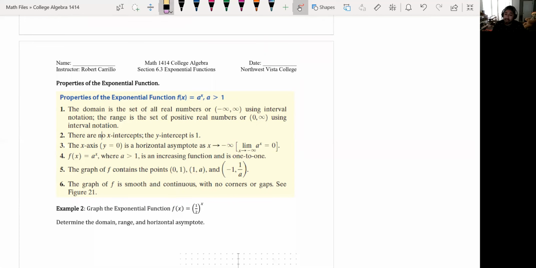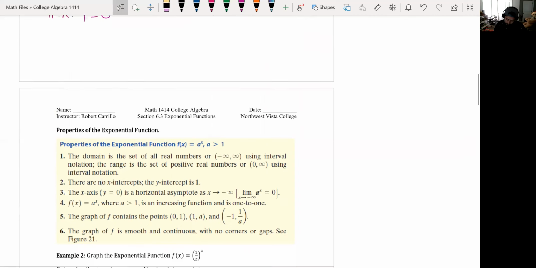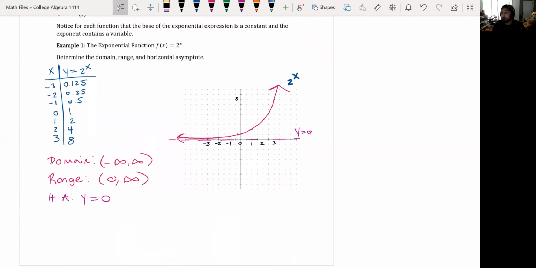f of x equals a to the x, where the base is bigger than 1, is an increasing function and 1-to-1. Let's check this out. This is an all increasing function. When you read it from left to right, this graph is all increasing. And if you draw a horizontal line through it, you only intersect it once, meaning the exponential function is a 1-to-1 function.